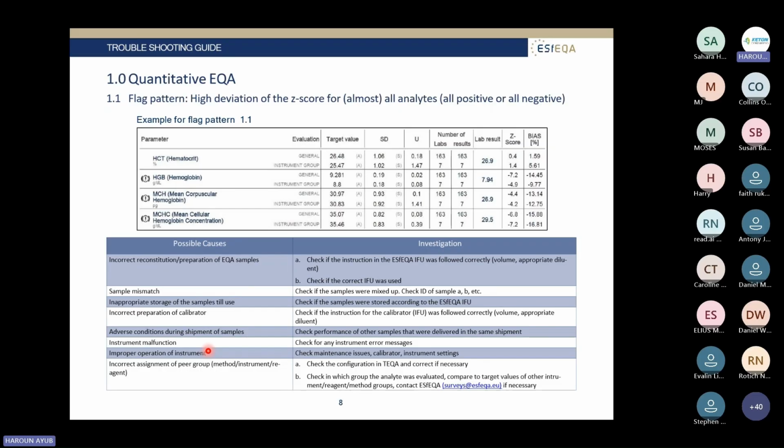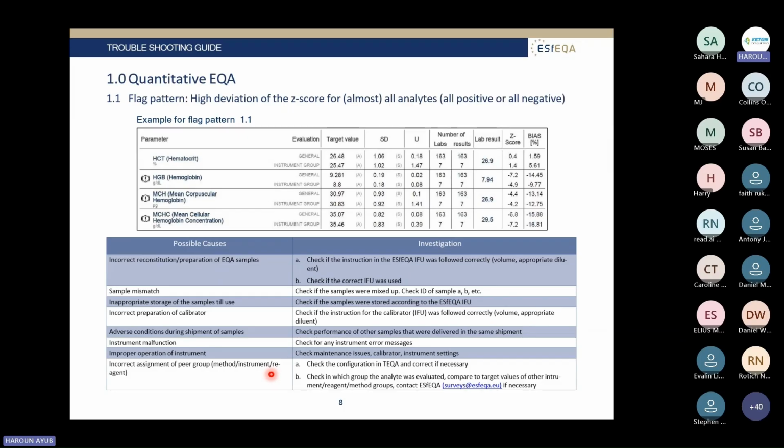It might have been that there was sample deterioration or a sample issue at that particular time. Other causes are improper operation of the instrument, check issues, calibrator or instrument settings, and incorrect assignment of the peer group, method, instrument, or reagent. So sometimes you might fail, and I've had these particular cases several times, especially if you put the wrong instrument, you will be grouped wrongly. You put the wrong method. Method is very, very important.